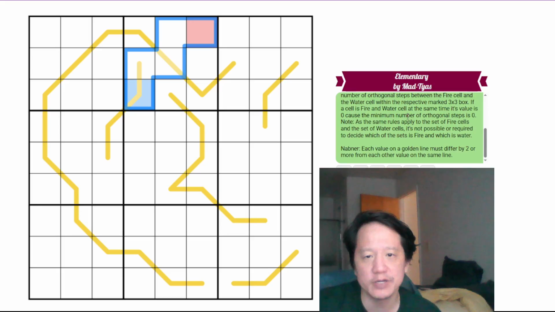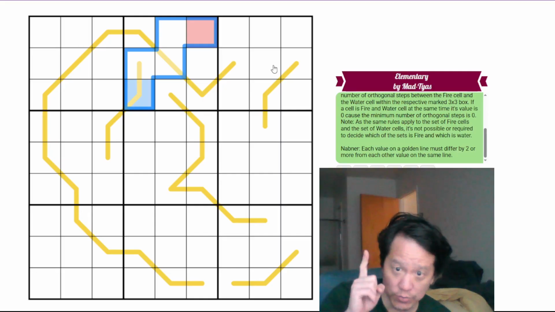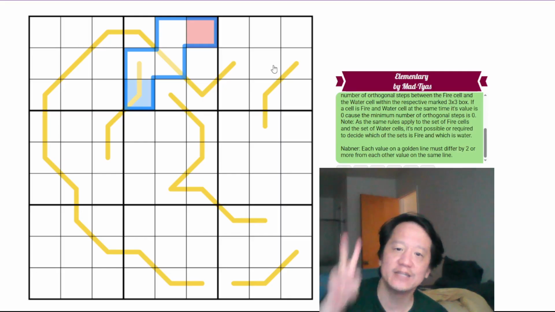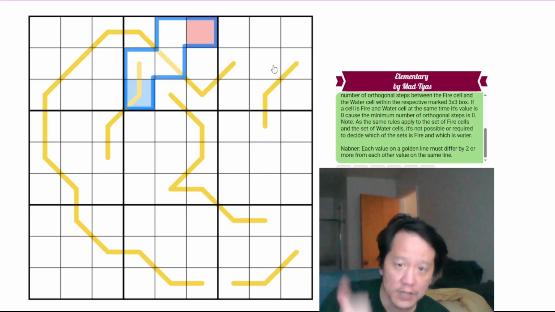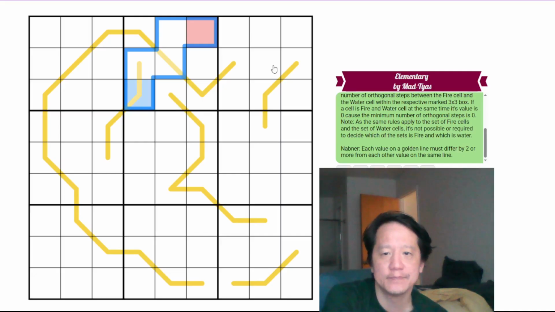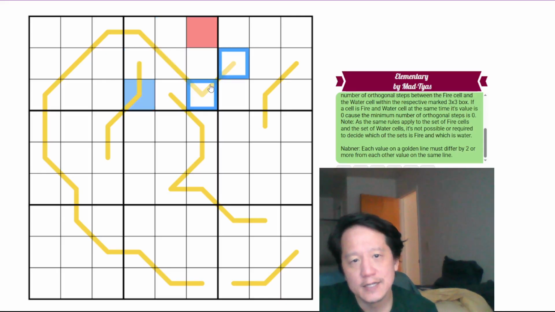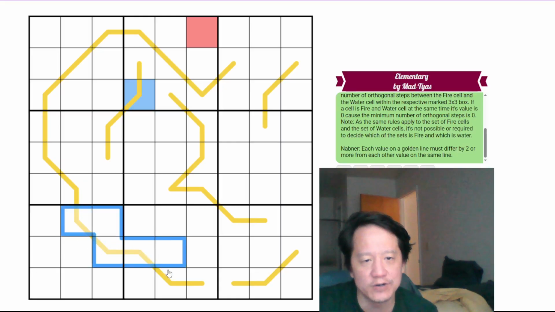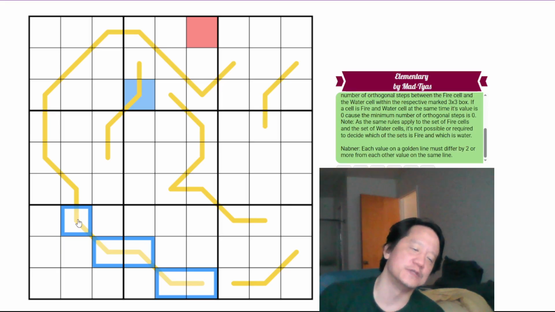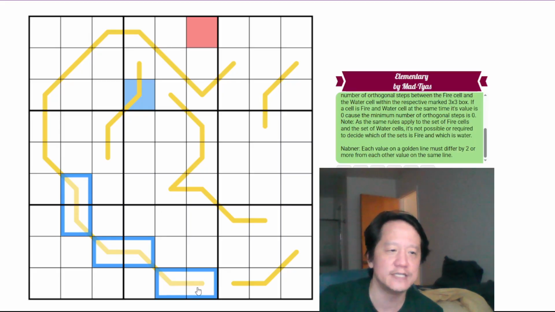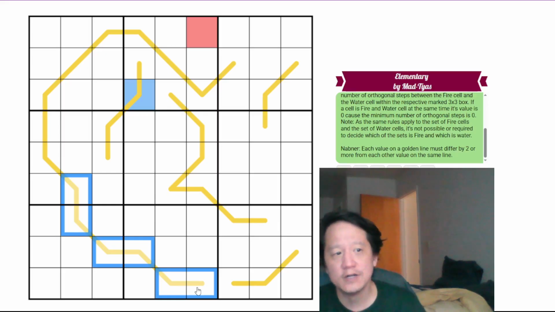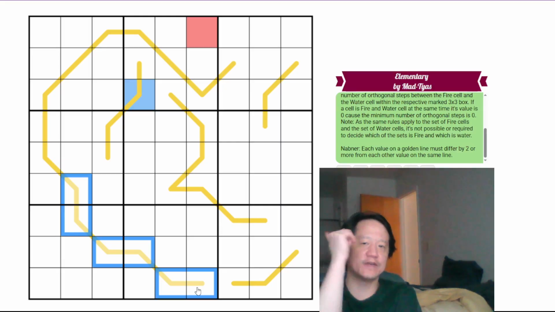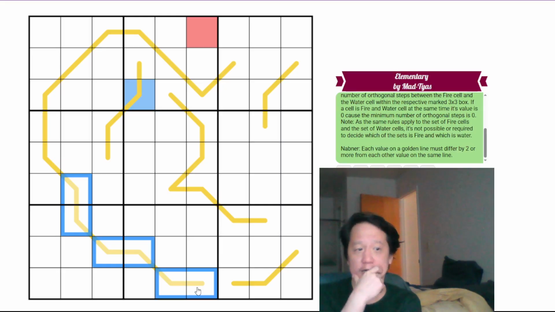And finally, this is important because we have Nabner lines, where each value on the golden line must differ by 2 or more from each other value on the same line. That's why we have fire and water here, which is very important for this very long line. Because if we don't have fire and water, well, guess what? If you have 6 digits on this Nabner line, and there are no fire or water cells on there, you're guaranteed some digit is going to differ from another value on the line by less than 2, right? Because without fire and water, you only have the values 1 through 9, and that's it.